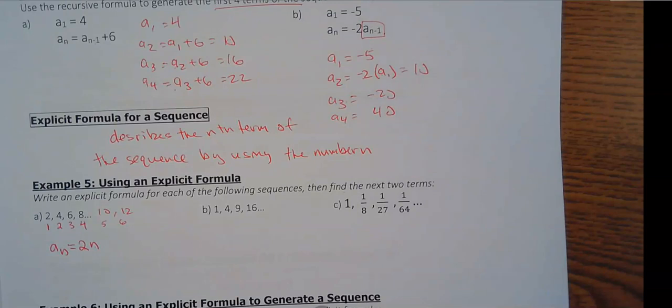This means I can fast forward. So if I want the 100th term, it's 200. And I found it pretty quick. I didn't have to do a recursive formula over and over and over.